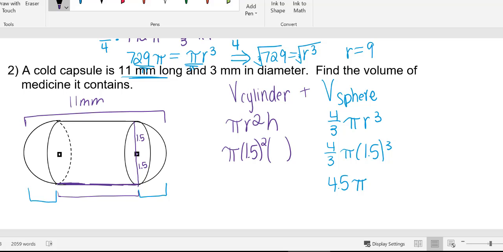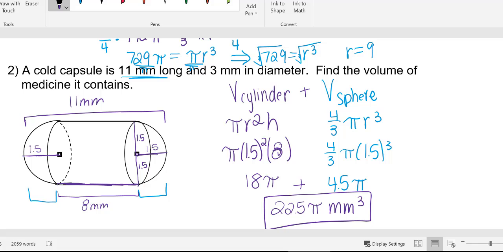Something that will be helpful is if I draw in the radius on both of those hemispheres of 1.5 and 1.5, I can take out that 1.5 from 11 and the other 1.5 from 11 to find my height of 8 millimeters. That is my height of that cylinder. I then multiply that out, I get my 8 pi. I add them together and I get 22.5 pi millimeters cubed for the volume of this combined solid.